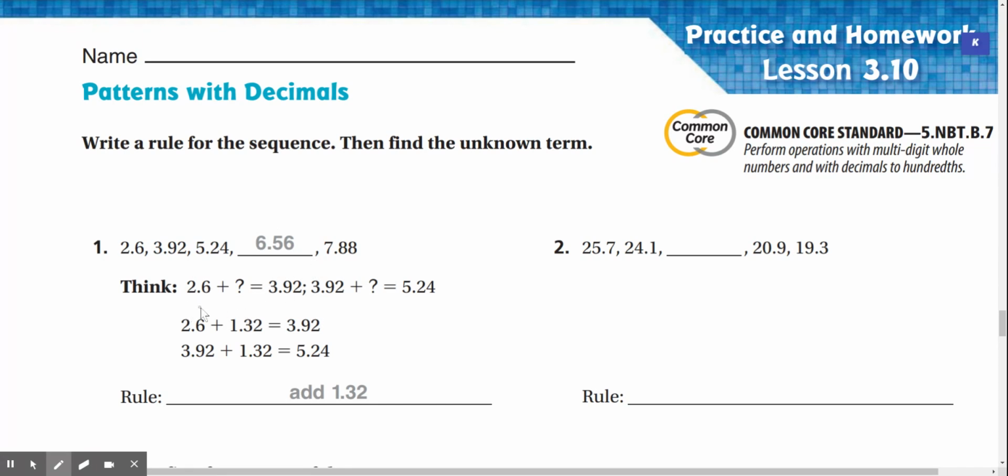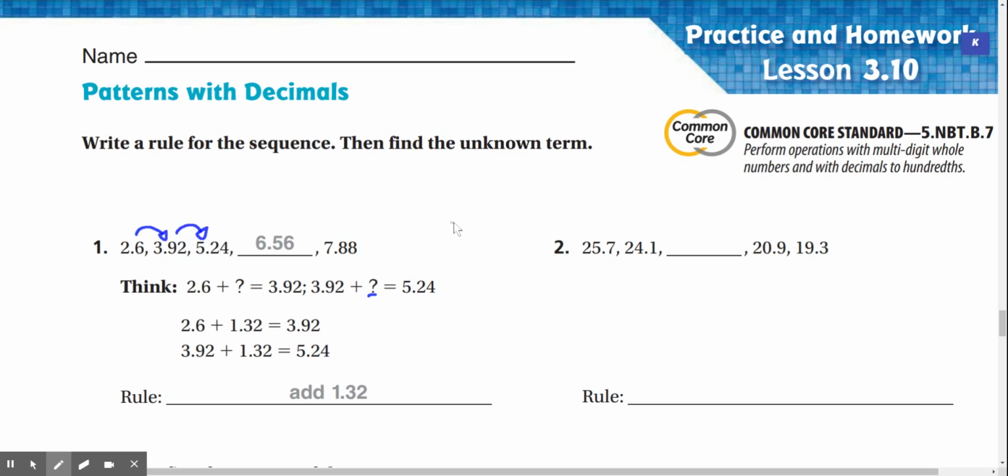Now it wants us to think. 2.6 plus what is equal to 3.92? What number do I have to add to get to this number? And then, likewise, 3.92 plus what will give us 5.24. And we compare them.